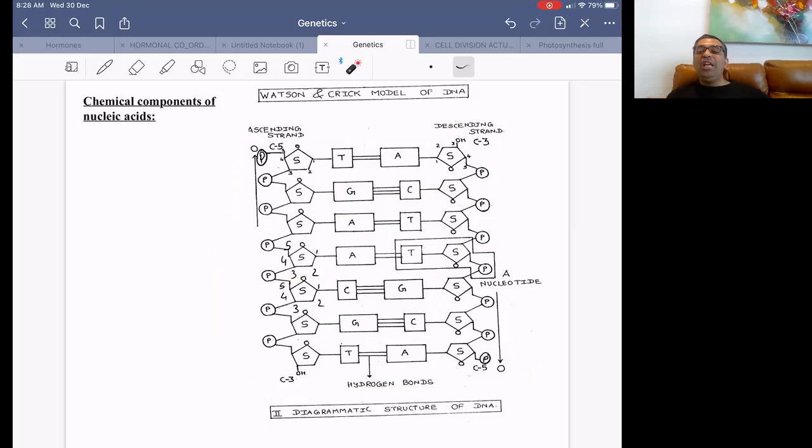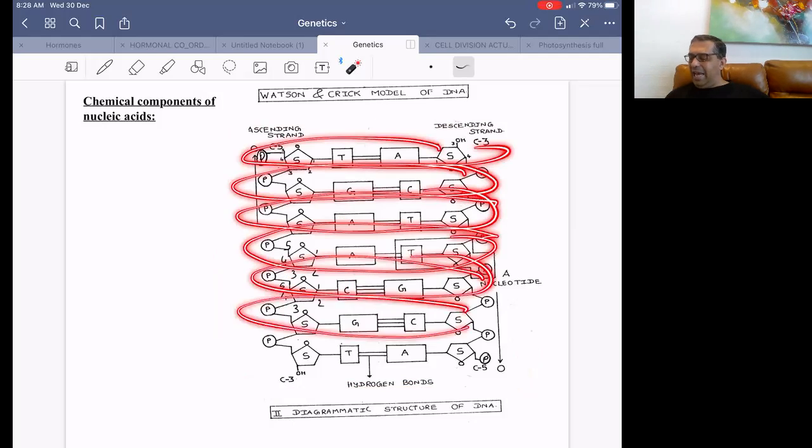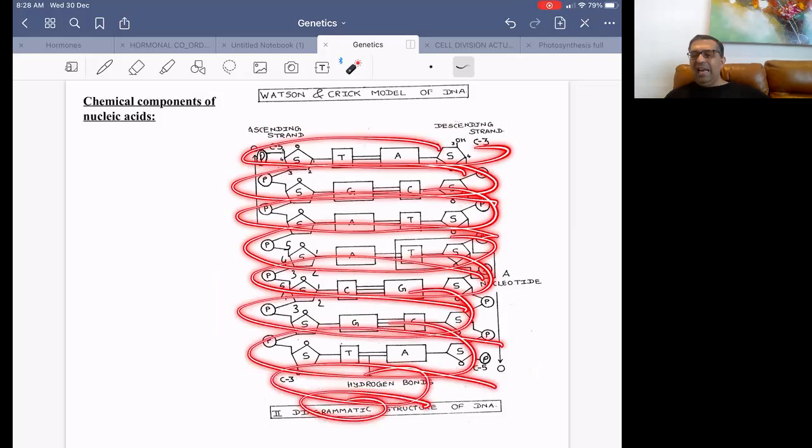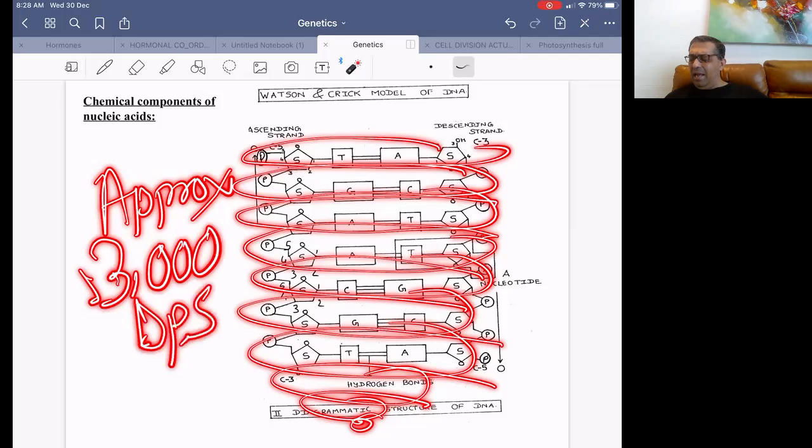And how much is a gene? First base pair, second base pair, third, fourth, fifth, and so on up to 15. Approximately 3000 base pairs form one gene. 3000 base pairs form one gene.